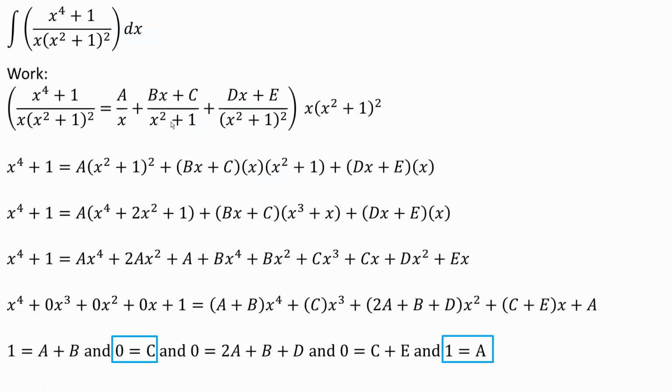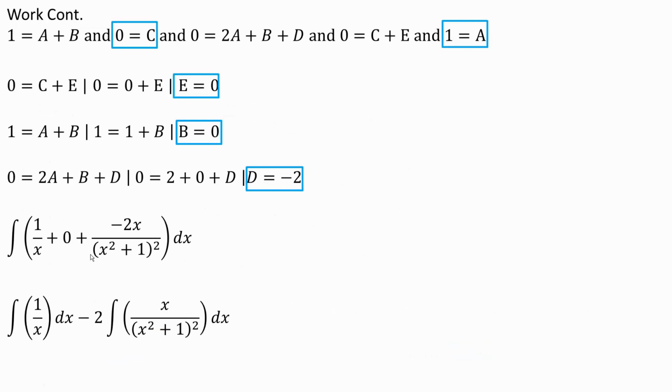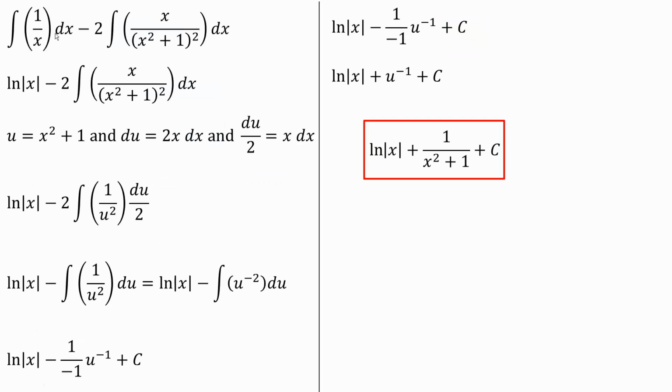And so now we just swap our values for A, B, C, D, and E. And this is what we would get. So we would get the integral of parentheses 1 divided by x plus 0 plus negative 2x divided by x squared plus 1 close parentheses squared dx. Now I'm going to split this integral into two parts. I'm going to split it into the integral of 1 divided by x dx minus 2 the integral x divided by parentheses x squared plus 1 squared dx. I simply just move the negative 2 to the front. And so this is what we get.